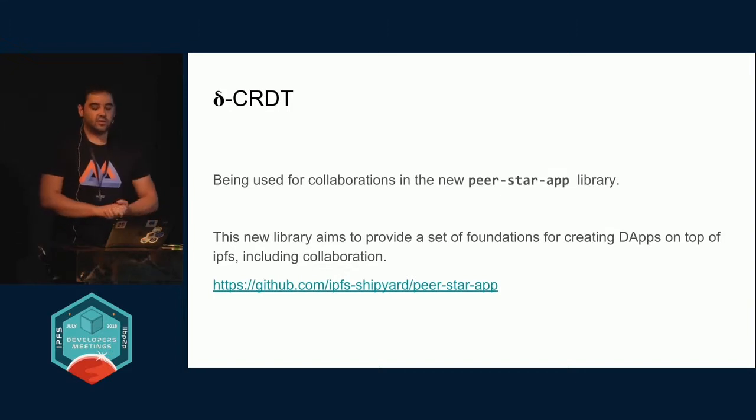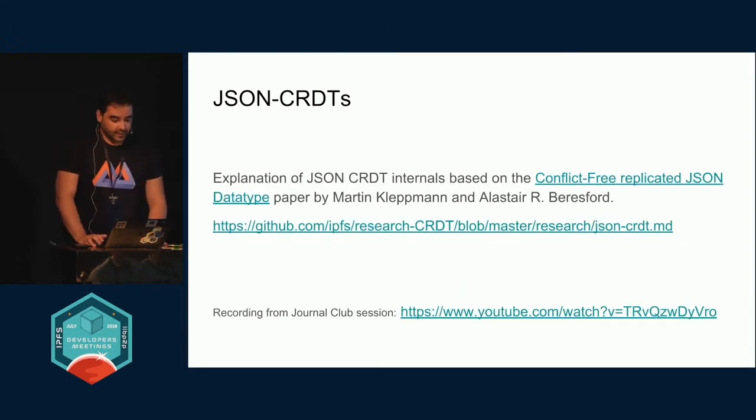And these new Delta CRDTs are being used as a dependency of an upcoming library in the PeerStar ecosystem, which is the PeerStar app library. Besides CRDTs, this library aims to be an SDK for developers to build applications on top of that. And it will solve things like authentication, identification, collaboration over CRDTs, among other foundations that developers need.